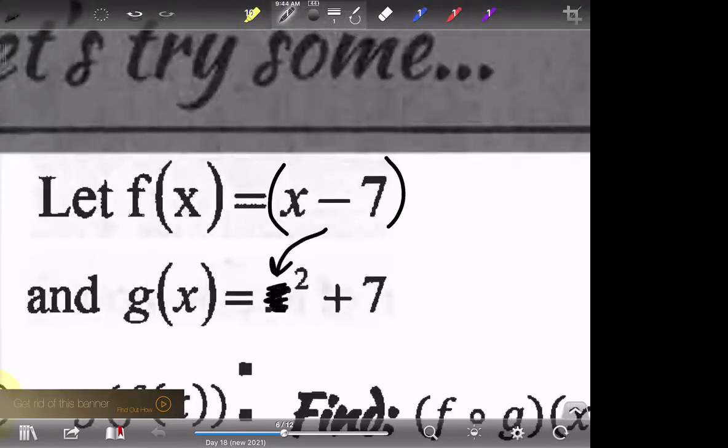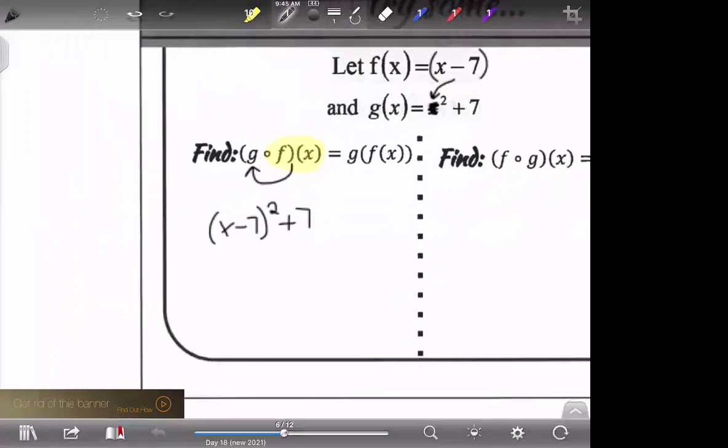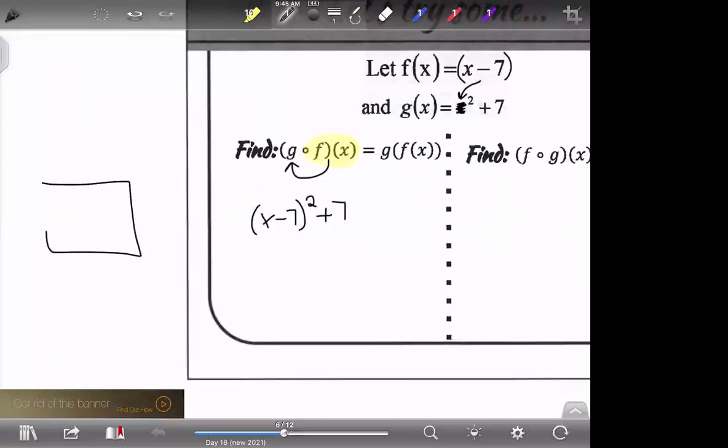So I'm taking that old x out and I'm replacing it with the whole set of parentheses, in this case, the x minus 7. So I'm going to have in parentheses x minus 7 squared, and then bring down the plus 7. So I've taken out the original x that was in g and I've replaced it with this whole set of parentheses for function f. And now I want to simplify. In order to simplify, I have x minus 7 squared, which is a box problem.